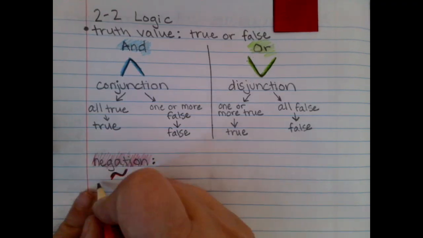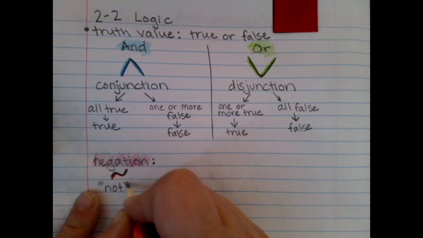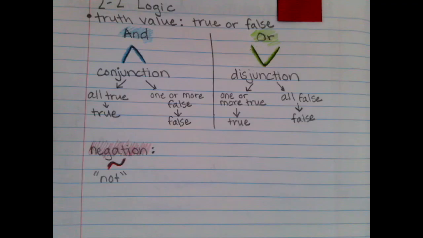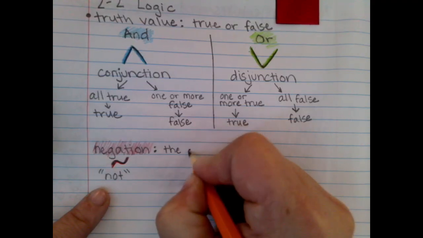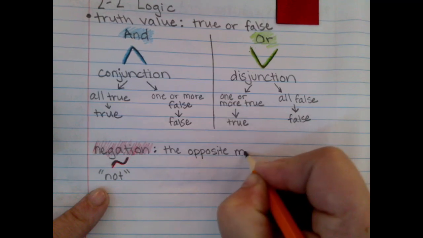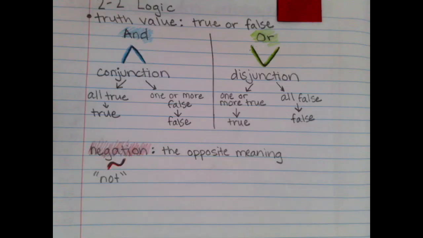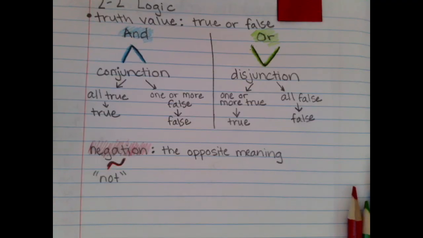Okay, a negation, we also use the word not. So usually when we see this little squiggle, we would say out loud not. Because a negation means that you're doing the opposite. Negation means we're doing the opposite meaning. So to negate something means to clear it out, do the opposite.